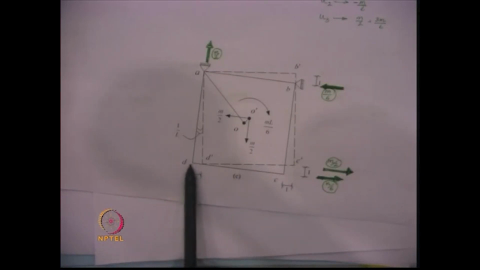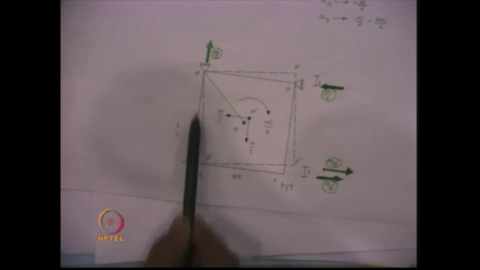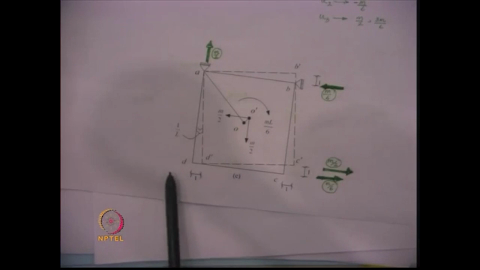Now, if we give a unit displacement for this degree of freedom in this direction, then point D moves to D dash perpendicular to line AD for small displacement.